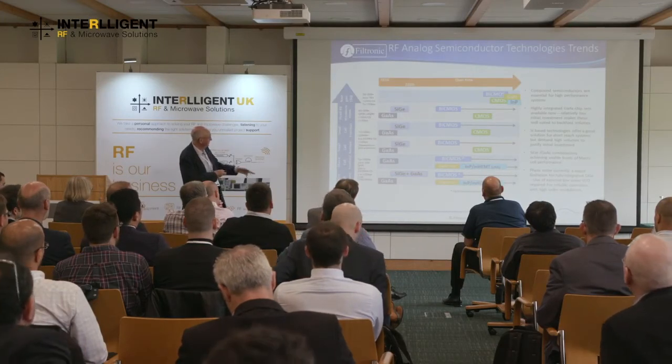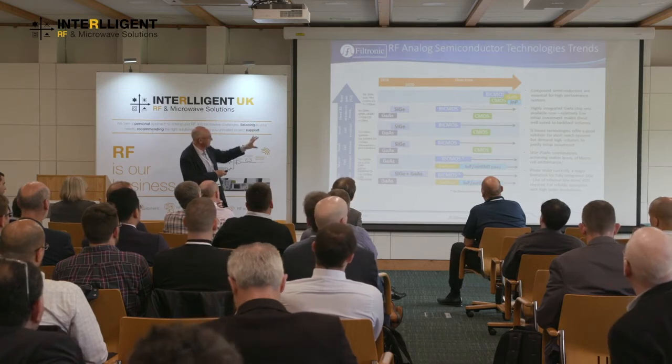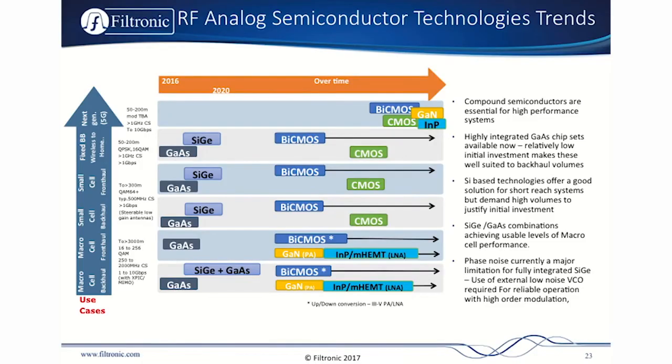I won't dwell on that. Different technologies have different applications. So we're seeing silicon can be used in some of the shorter reach applications. So small cell, for example, silicon technology is quite applicable. But if we're talking about macro cell and the longer range, then at the moment, 2016, 2017, it's still dominated by GaAs.